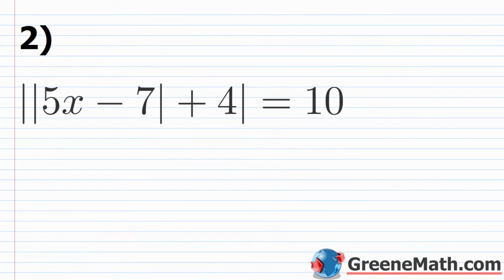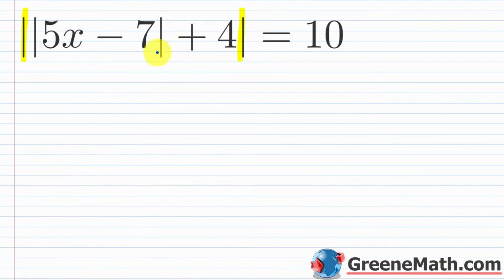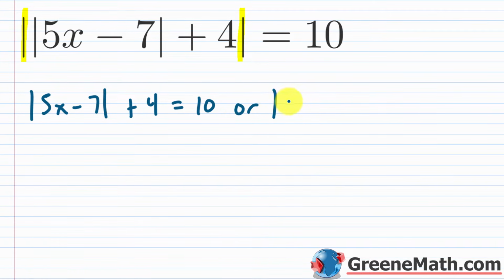All right, let's take a look at problem number 2 now. Here we have the absolute value of, and then it's the absolute value of 5x minus 7, then plus 4, and this equals 10. Just like we saw before, we're going to consider this outside absolute value, and we will say that the absolute value of 5x minus 7, then plus 4 is equal to 10, or the absolute value of 5x minus 7, and then plus 4 is equal to negative 10. Okay, so those are the two scenarios.